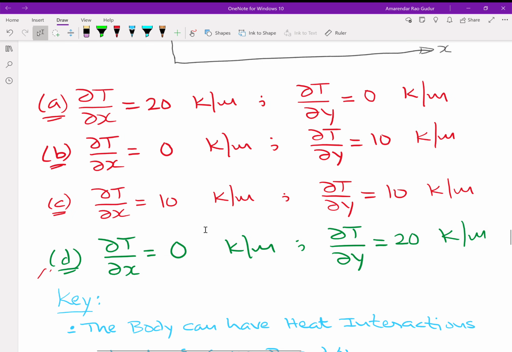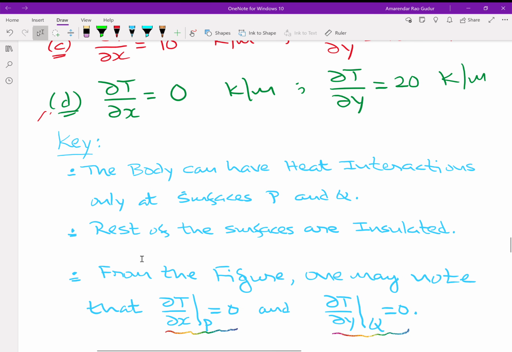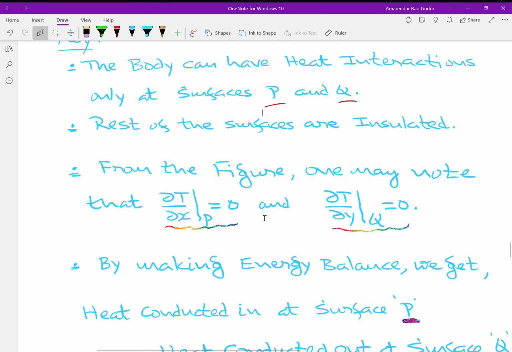As a result, your option D should be correct. And if you solve it step by step, the body can have heat interactions only at surfaces P and Q. As mentioned, the remaining surfaces are insulated. So from the figure, one may note that del T by del x at P is equal to 0, everywhere the same temperature. Del T by del y at Q is equal to 0, everywhere you got 0 degrees centigrade.